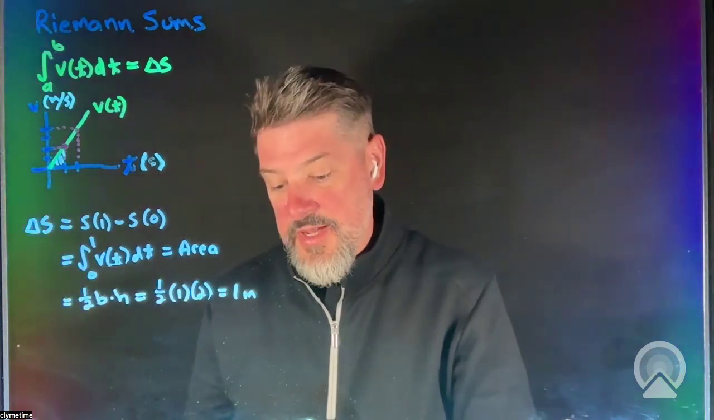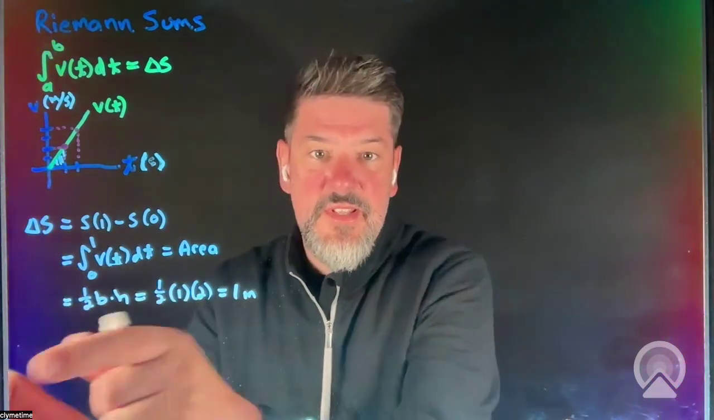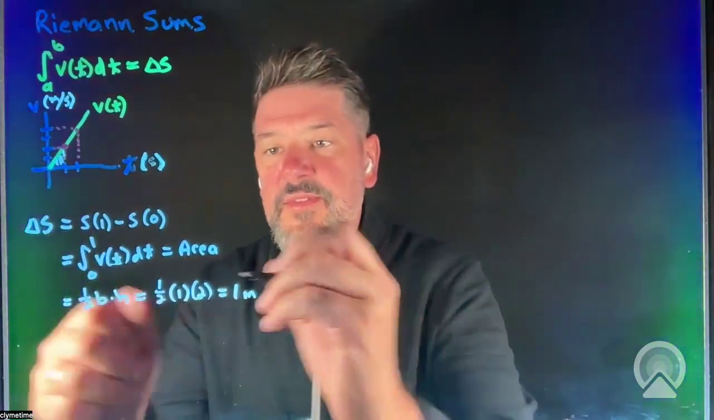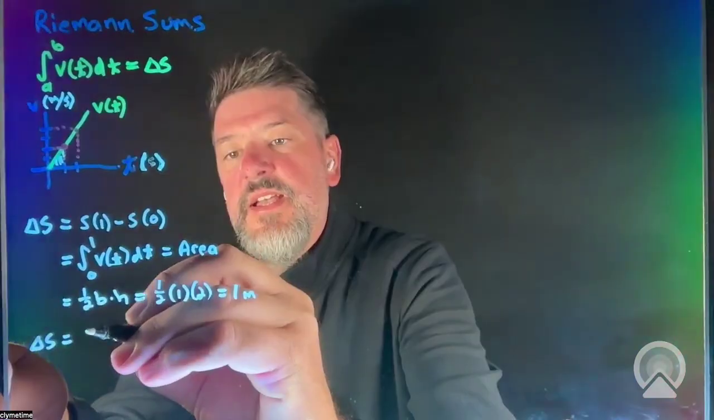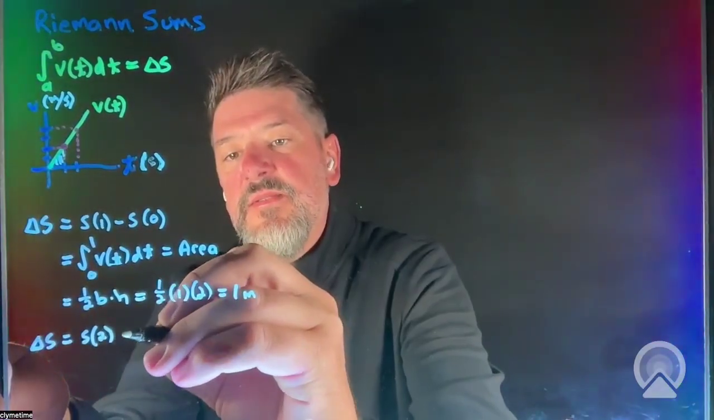And so the idea is the same. It's just that we no longer have a triangle. Now we have a different shape. So a change in position would equal s of 2 minus s of 1.